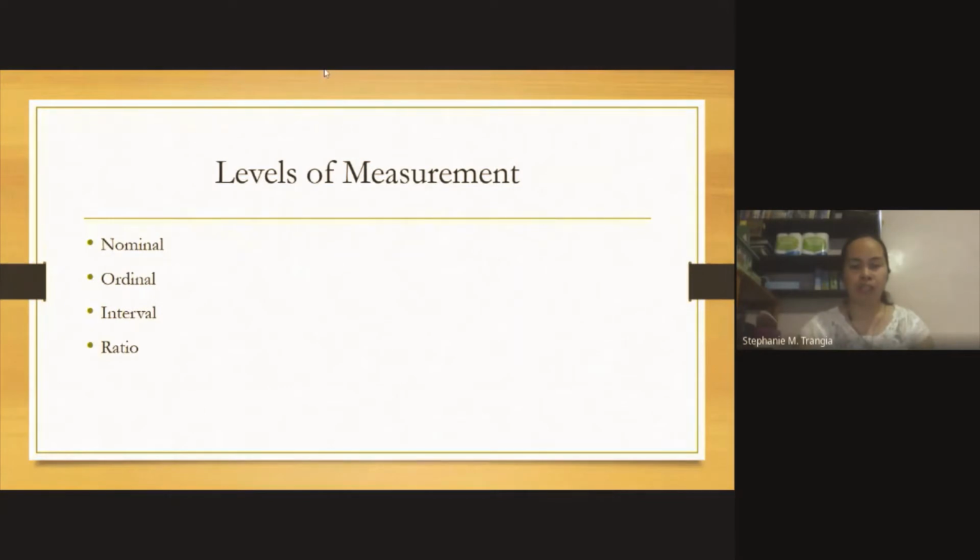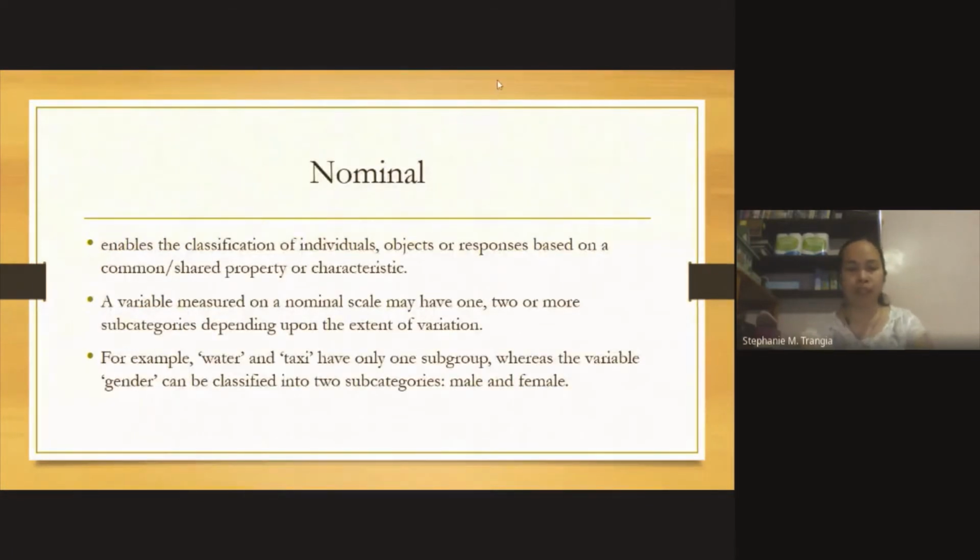As I had discussed earlier, there are actually 4 levels of measurement. We have the lowest as the nominal, followed by ordinal, interval, as well as ratio. Let's start with nominal. This enables the classification of individuals, objects, or responses based on a common or shared property or characteristic. A variable measured on a nominal scale may have one, two, or more subcategories depending upon the extent of variation. For example, water tax has only one subgroup, whereas the variable gender can be classified into two subcategories such as male and female. So that is a nominal.